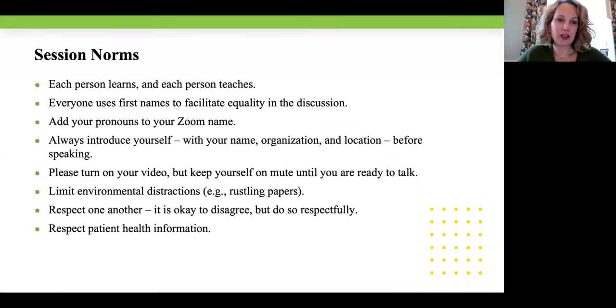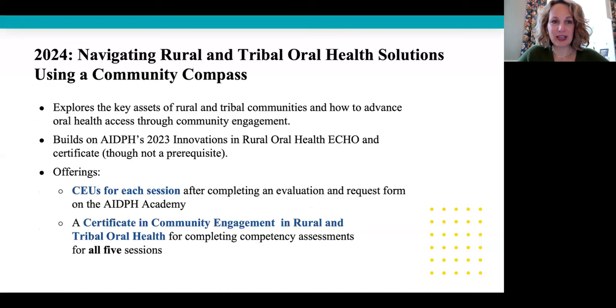So just touching quickly on our session norms. This is a series where each person learns and each person teaches. We're respecting everyone's point of view and their lived experience. We use first names to facilitate equity in the discussion. We invite you to add your pronouns to your Zoom name and to introduce yourself with your name, your organization, and location when you're speaking. Again, we strive for this to be interactive, and we have time for community discussion at the end. Please turn on your video, but keep yourself on mute until you're ready to talk, and limit environmental distractions so we can be respectful of our time and space here together. And again, just remembering to respect that patient health information in our discussion portion. Can I head to the next slide?